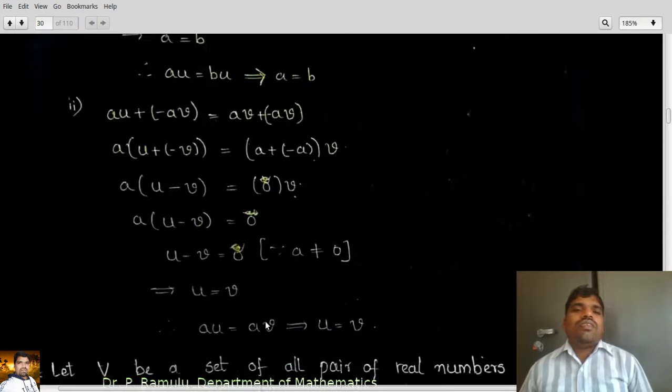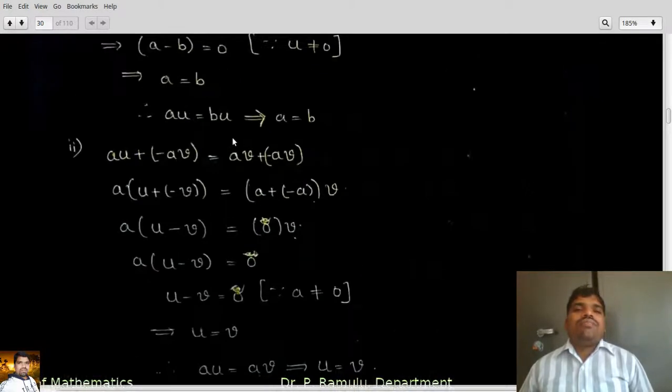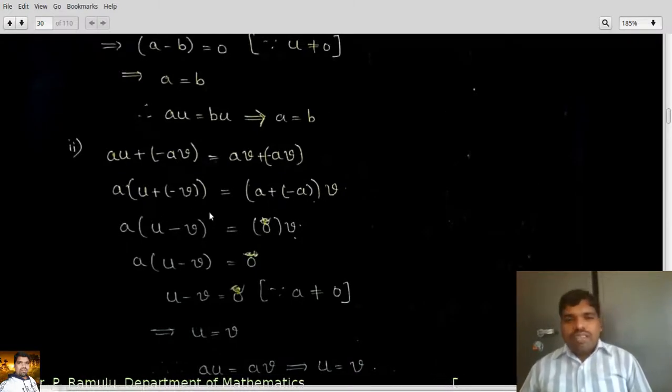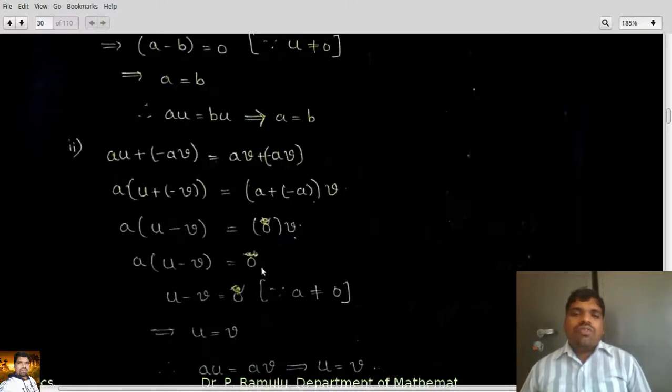Okay. For the second one, I have to take a u plus minus a v, that equal to a v plus minus a v. So I am taking a common out to u plus minus a v. If I take common out, what will we get here? A into u minus v, this is a minus a equal to how much here? 0. That equal to 0 bar.